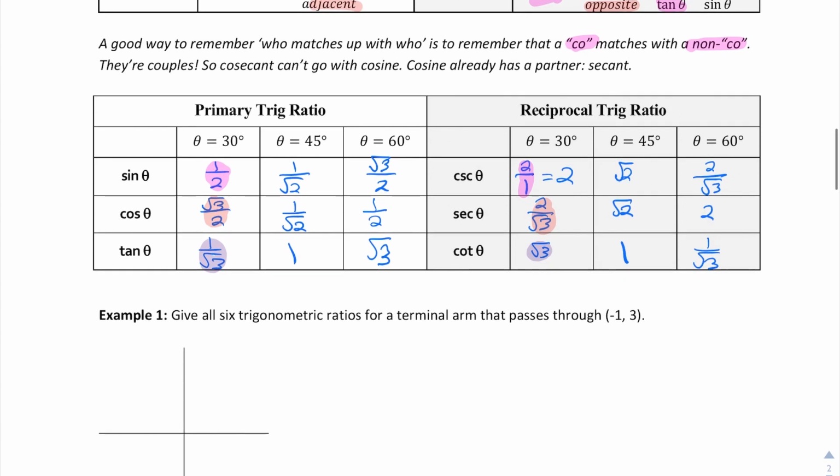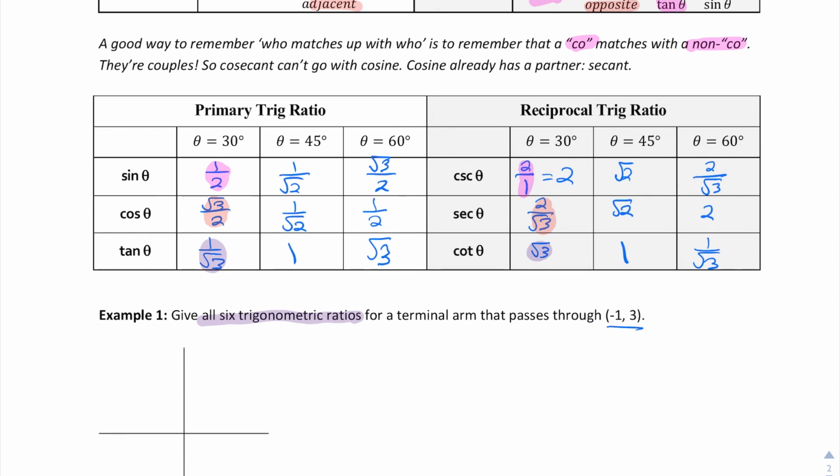Great. So we're going to use that stuff, but there's a lot of stuff, and this is a good review from last unit because we're going to really try every kind of question that we did last unit. Only now we're going to incorporate this idea of the reciprocal. So an example we would have had last unit is this question where it says give the primary trig ratios for a terminal arm that passes through a point. And so now you'll notice it says all 6 trig ratios. So that means sine, cos, tan, cosecant, secant, cotangent.